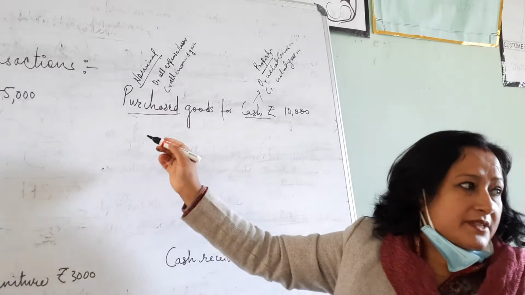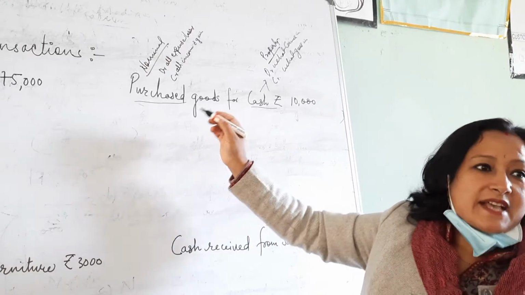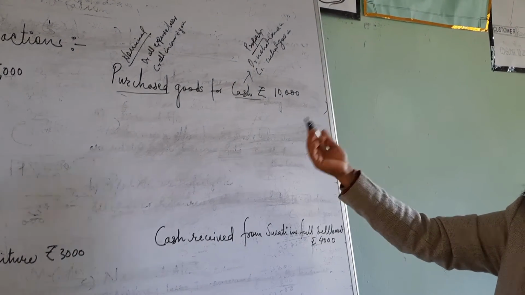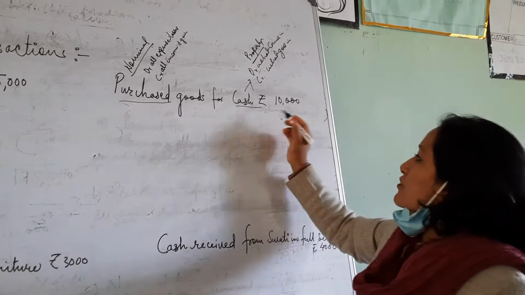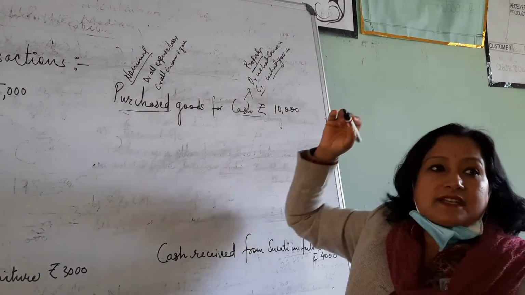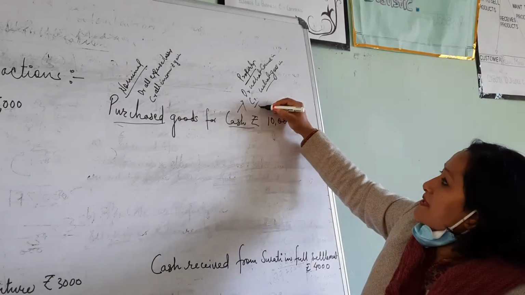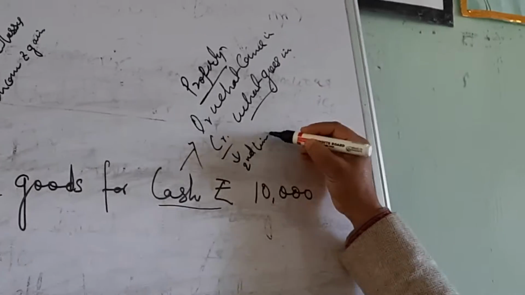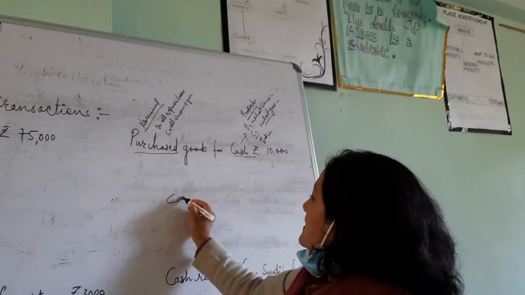Are you getting my point? Yes, ma'am. No, cash is going out. When a business purchases something, cash goes out. So when cash goes out, where will we write it? We'll write it in the credit. Credit means which line? Second line, isn't it? So we write cash in the second line.